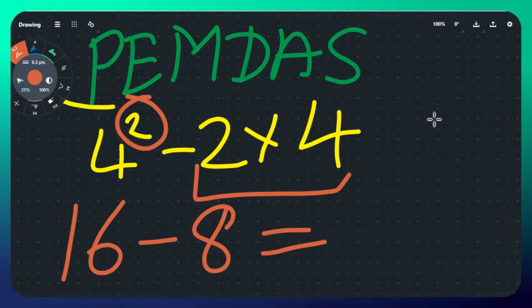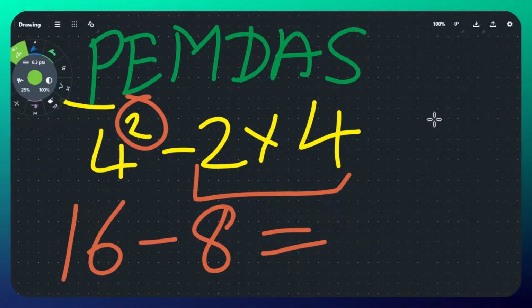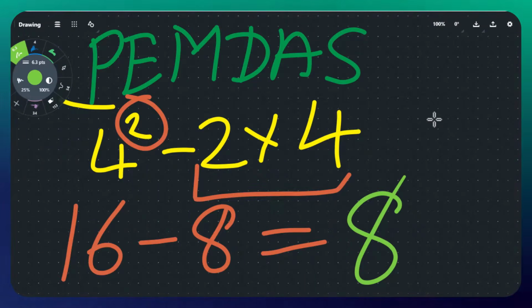And 16 minus 4, and the final answer is 8. Sorry, 16 minus 8, and that gives us 8. So this is the correct answer.